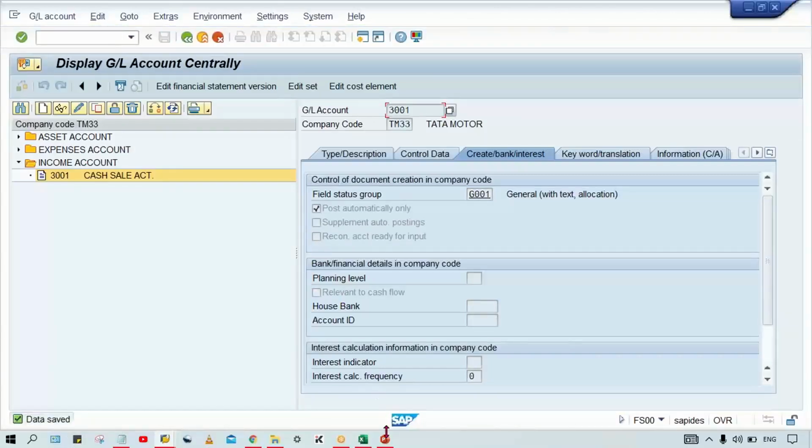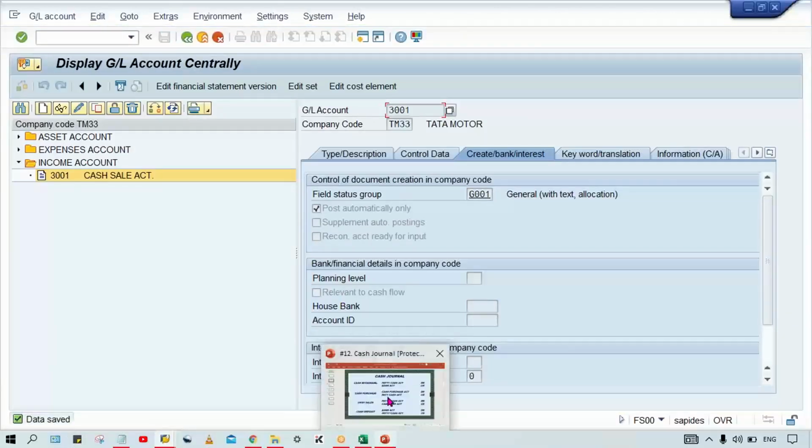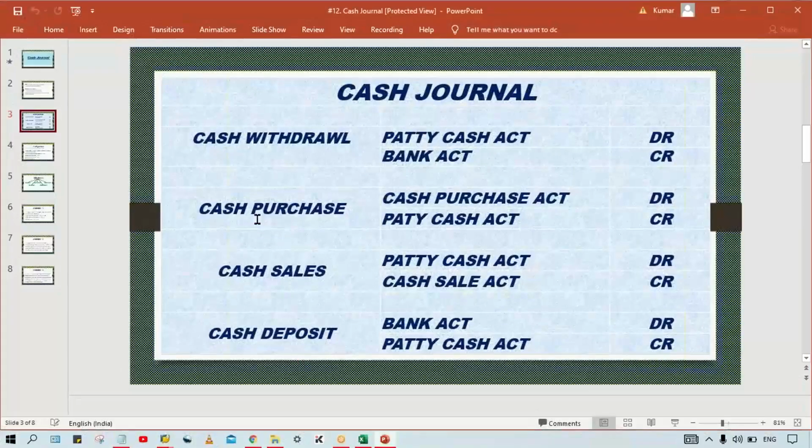Okay. Now, what next, guys? Cash purchase, cash sales. Bank account we have already created. Petty cash account is supposed to be created. Now the question is, how many petty cash accounts are supposed to be created?